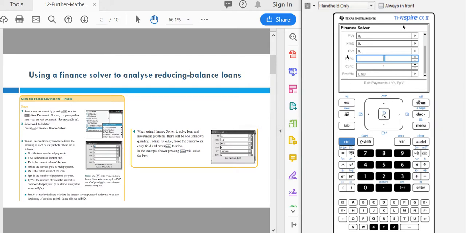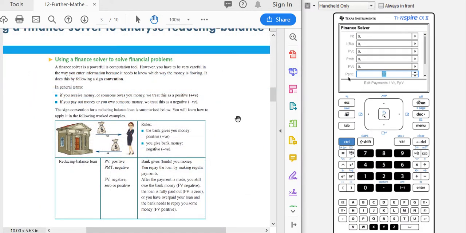So let's now use Finance Solver to do a few questions. There are some rules that you need to know about using positives and negatives, and when to use them when you're using Finance Solver. If you receive money, you're getting money, or someone owes you money, it's always a positive. If you give money, or you owe someone money, it is always a negative. So if you're getting money from the bank, it's a positive. If you're giving money to the bank, it's a negative.